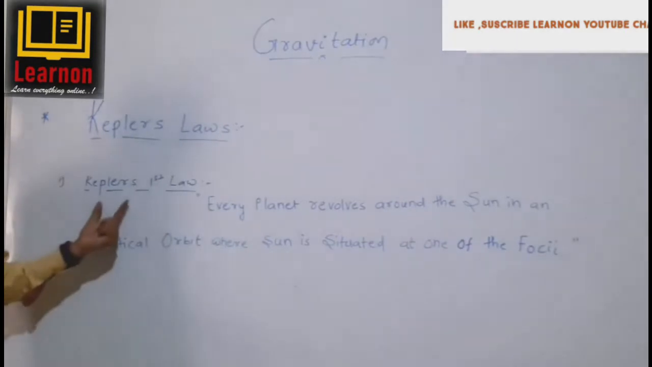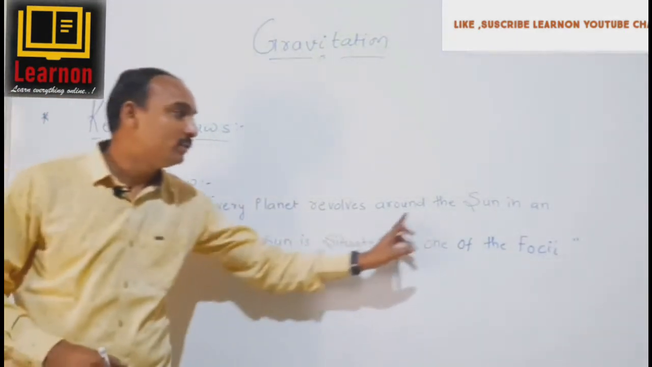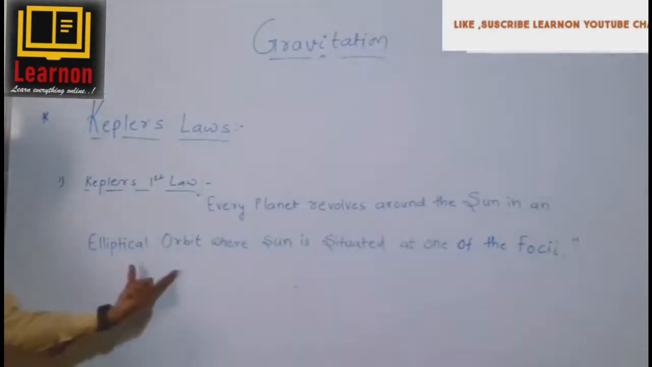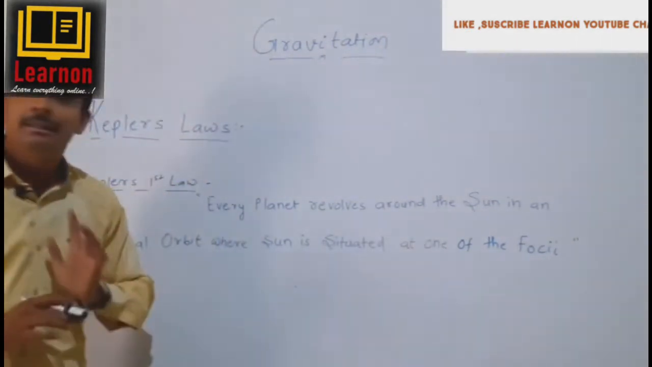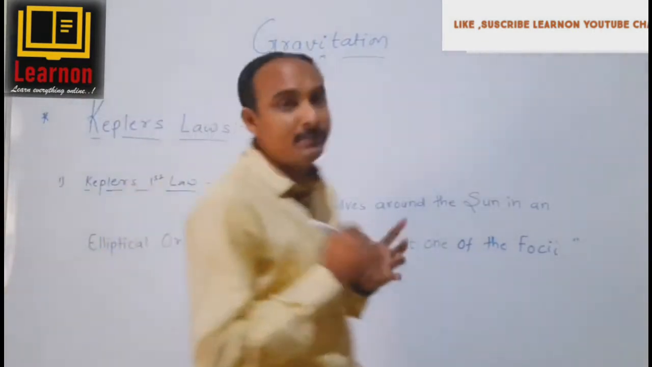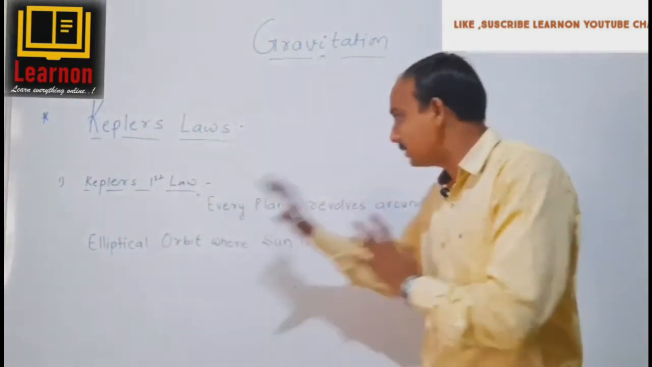Okay, so what is Kepler's first law? Every planet revolves around the sun in an elliptical orbit where the sun is situated at one of the foci. Let me make it clear here what an ellipse is first, then only you can understand this first law.